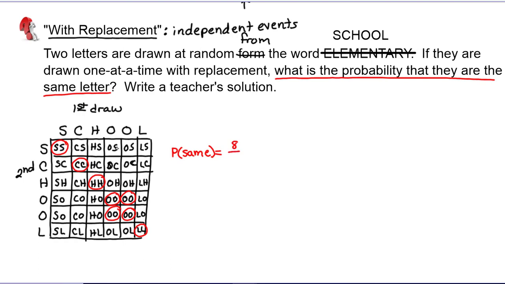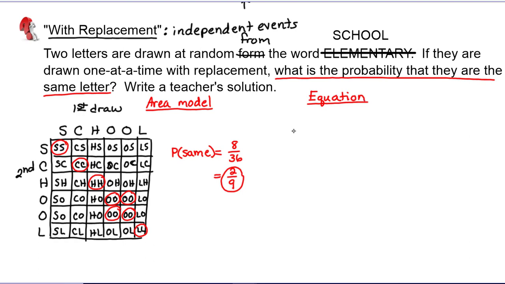And all the total possibilities, 1, 2, 3, 4, 5, 6. 6 times 6 is 36. So we reduce that and we have 2/9. Okay, that's the area model. There is an equation. I'm going to show it to you. If you understand it, awesome. If not, you can always use the area model.